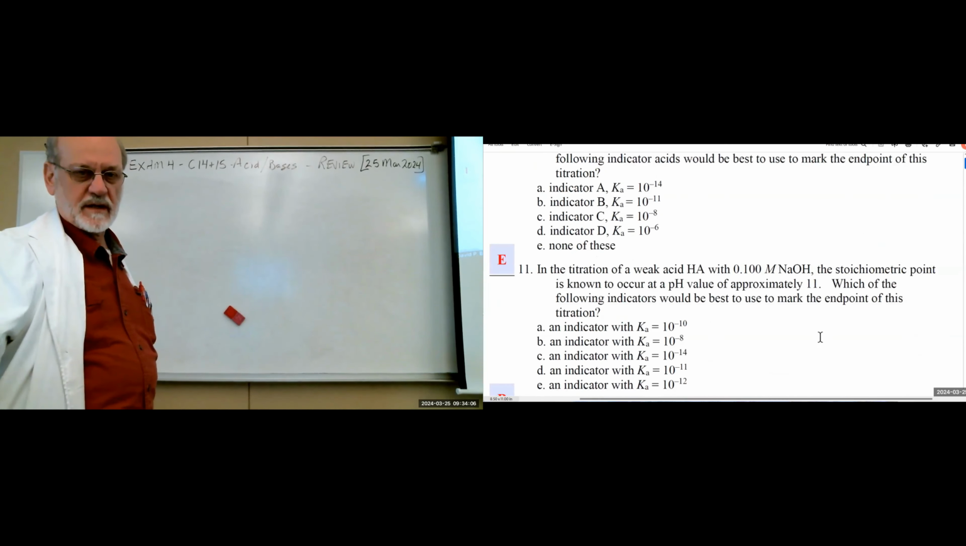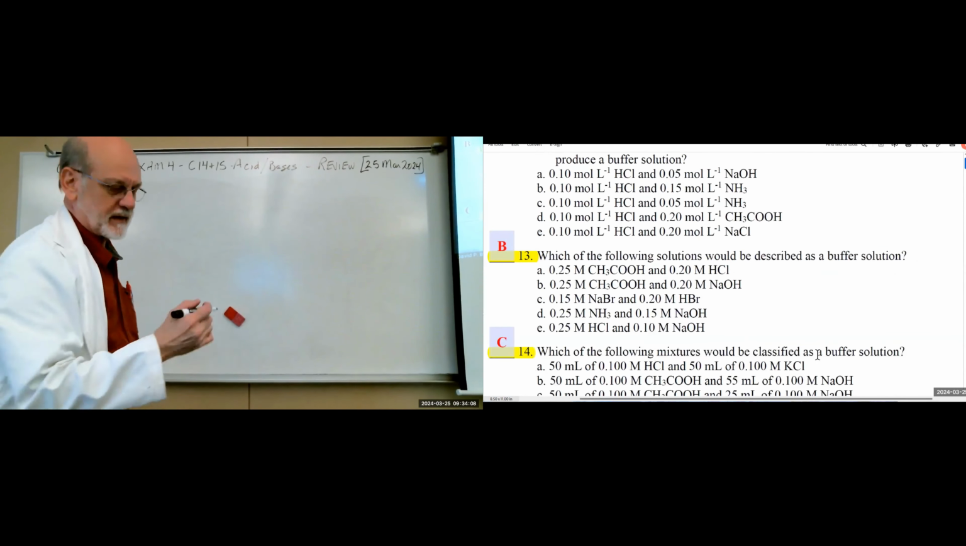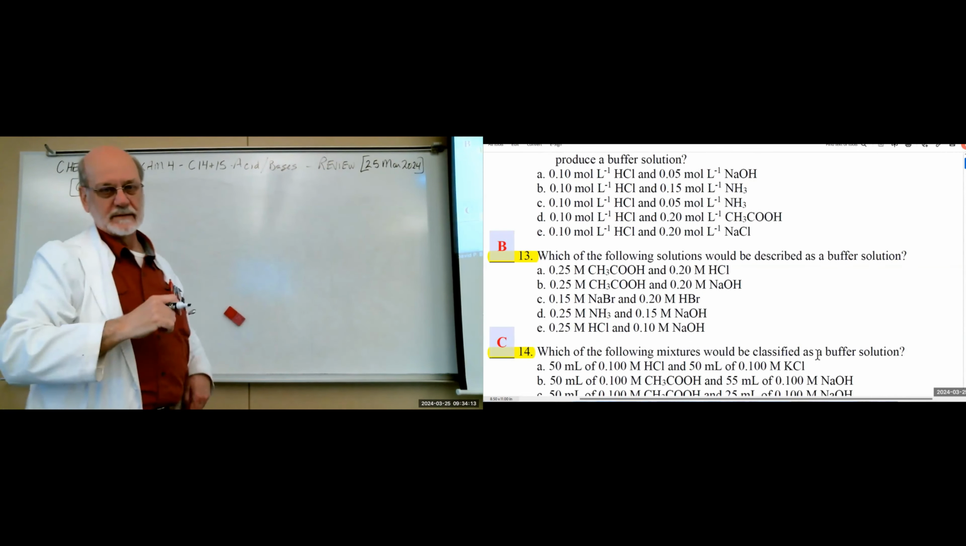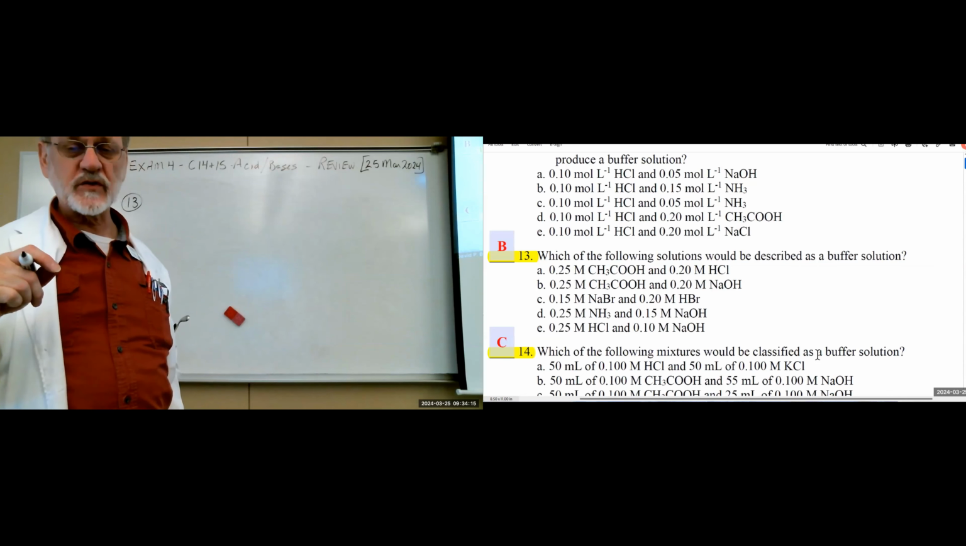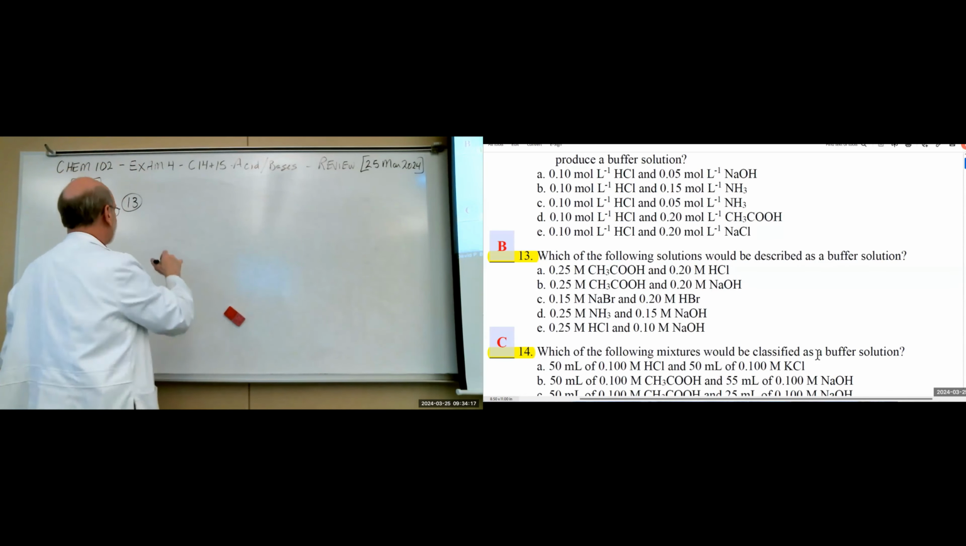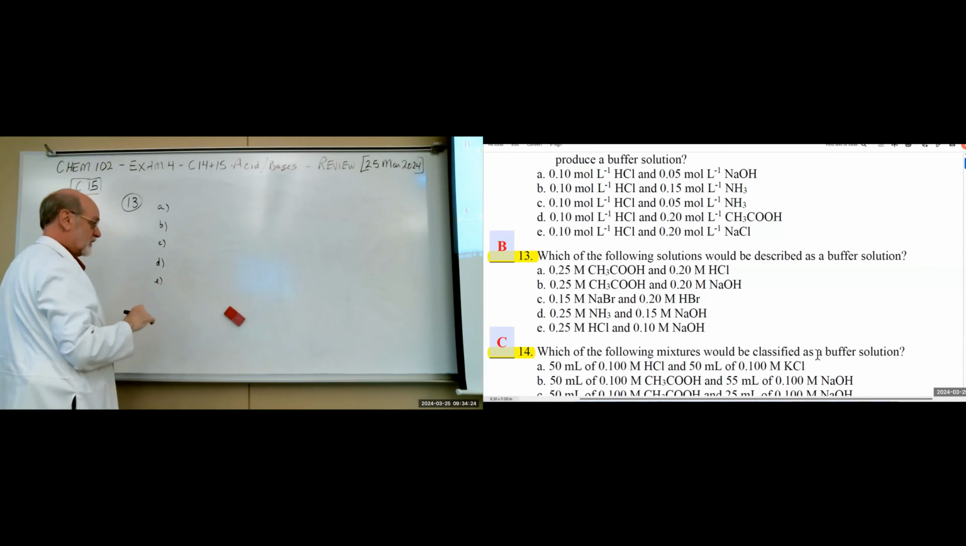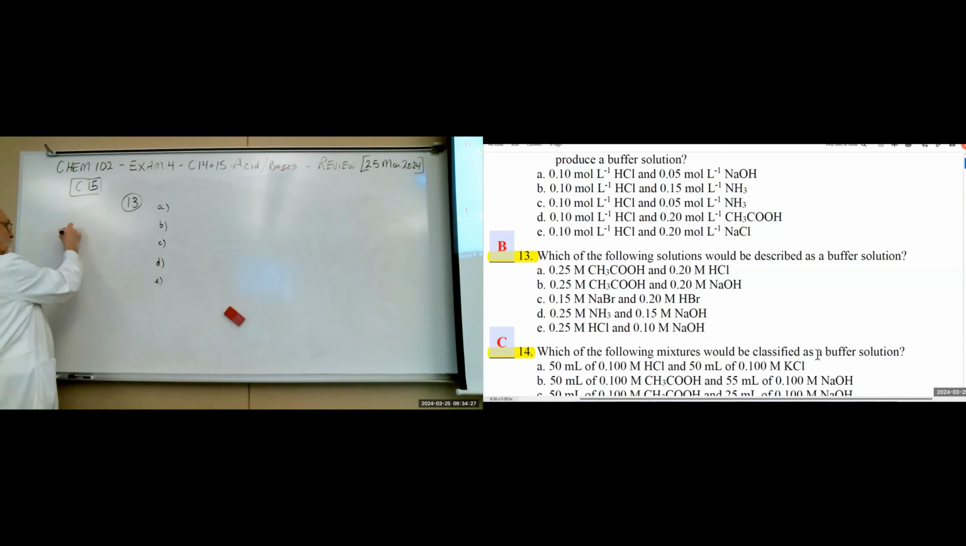All right. 13. Which of the following solutions would be described as a buffer solution? Okay. What do you need for a buffer? You need a weak acid and its conjugate base, and as close to a 1-to-1 ratio as possible.